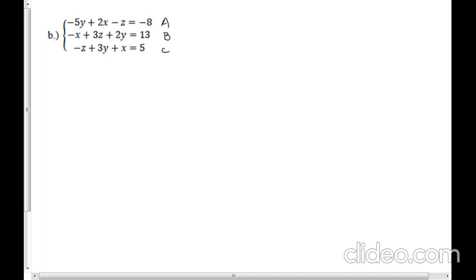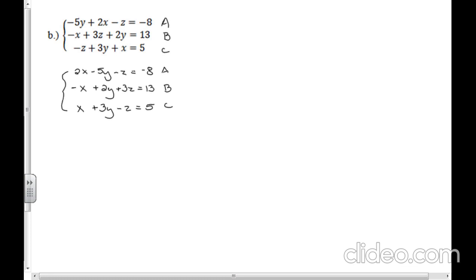Now I'm going to go ahead and rewrite this system, because you'll notice that all of the variables are in different orders. So I'm just going to rewrite the system so everything's in the same order. So 2x minus 5y minus z equals negative 8. That's still equation A. Then I'm going to have negative x plus 2y plus 3z equals 13. That's equation B. And then x plus 3y minus z equals 5. That's equation C.